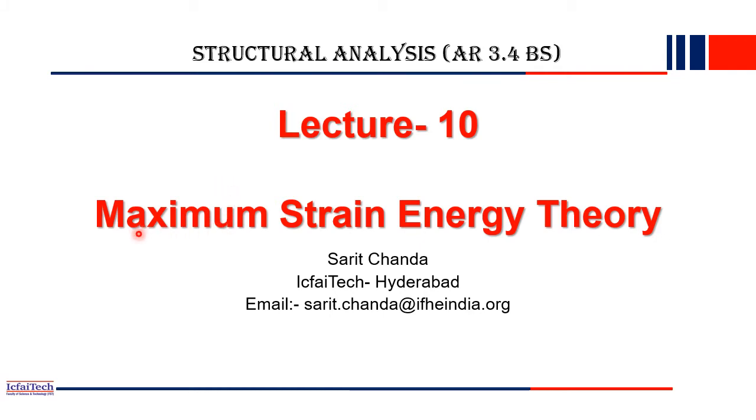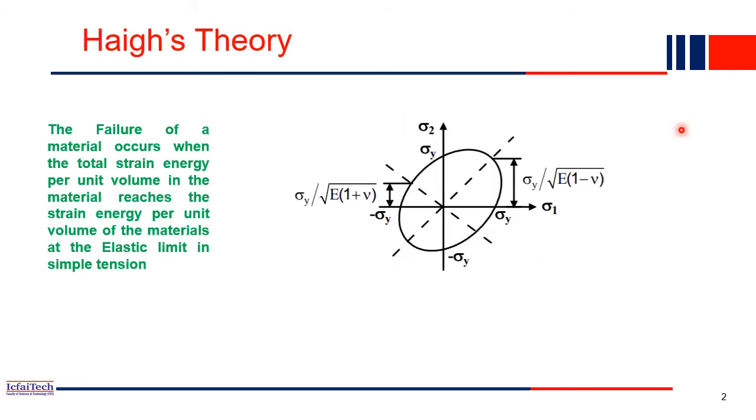So in this lecture today we will be focusing on the maximum strain energy theory. So let's get started. This maximum strain energy theory is also called Haigh's theory. What this theory tells is that the failure of the material will occur when the total strain energy per unit volume in the material reaches the strain energy per unit volume of the material at the elastic limit in simple tension.